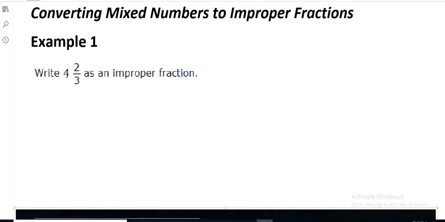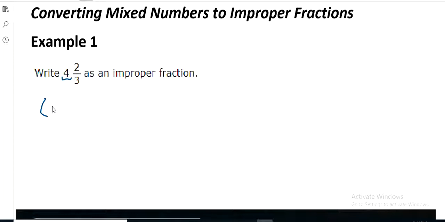So we have a mixed number, we have a whole number, 4 2/3. We want to write it as an improper fraction, which is just a fraction, no whole number, a fraction where the numerator is larger than the denominator. So first thing we want to do here is take our mixed number, take the whole number from that, and turn that into a fraction that's easy to combine with the fraction we have.